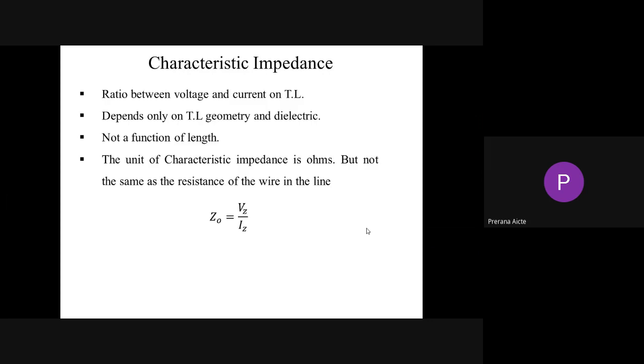Now, the characteristic impedance Z naught is equal to V of Z divided by I of Z, that is, the ratio of V of Z to I of Z. V of Z is the voltage applied to this transmission line, and I of Z is the current passing through that transmission line.